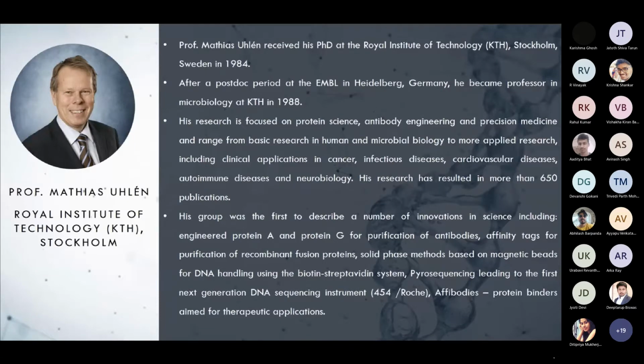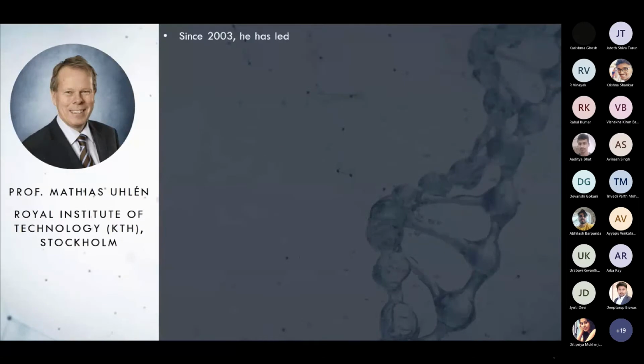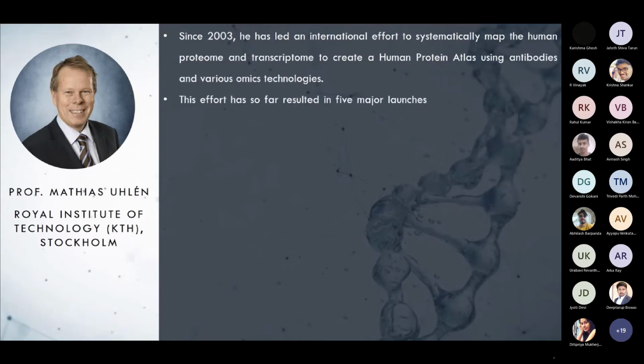Since 2003, he has led an international effort to systematically map the human proteome and transcriptome to create a human protein atlas using antibodies and various omics technologies. This effort has so far resulted in 5 major launches, all published in the journal Science.